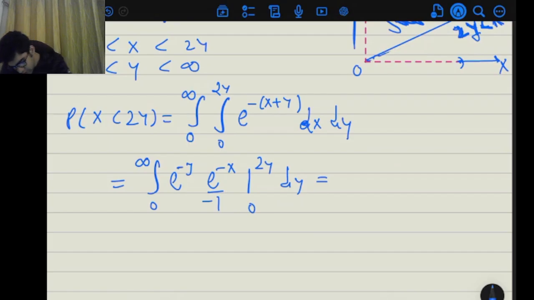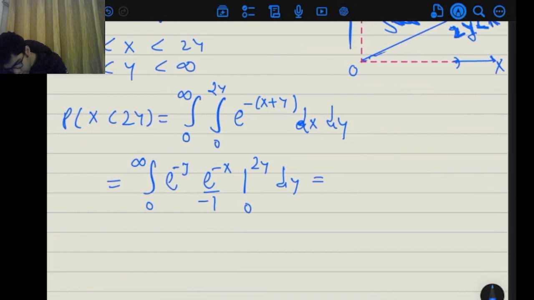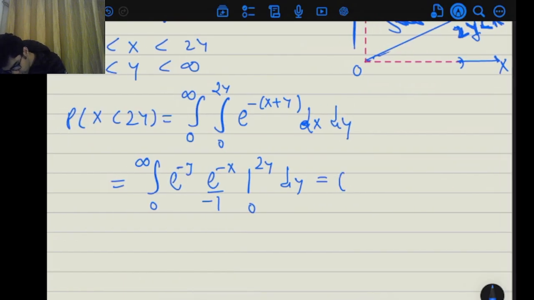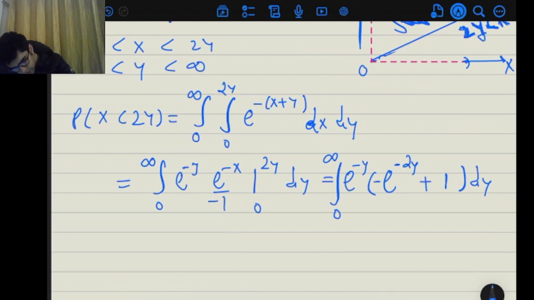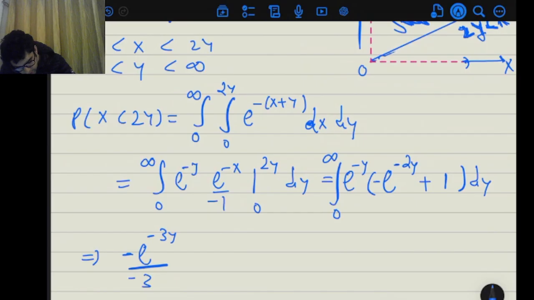Now coming back to our question, the same process that we did just now. So this becomes 0 to infinity e to the power minus y, and again this becomes e to the power minus 2y positive 1 dy. So this gives me e to the power minus 3y. After integrating, this will become minus 3y, and this minus sign gets cancelled, minus 3 comes in the denominator, positive, and I have positive e to the power minus y and negative 1.